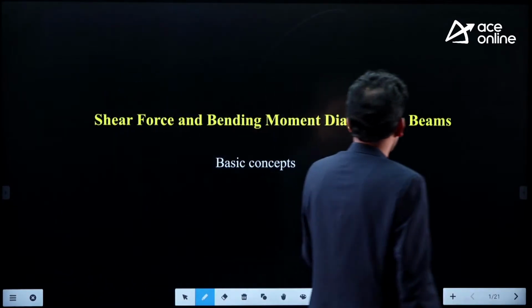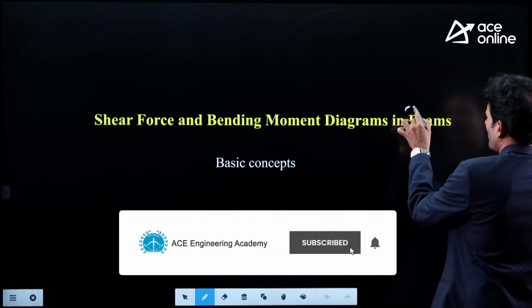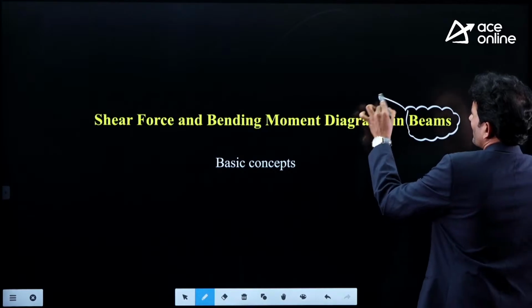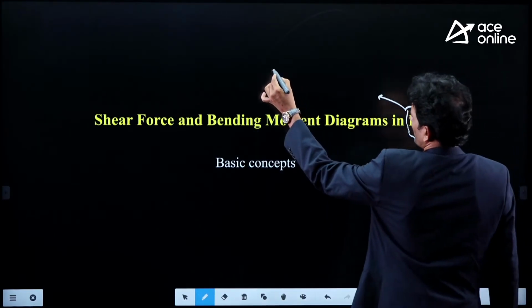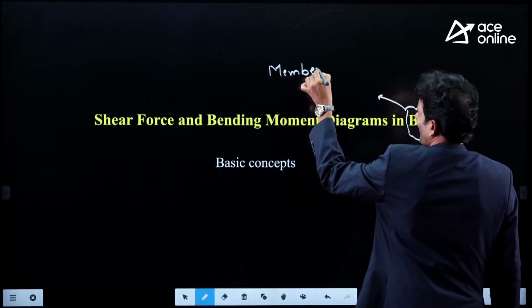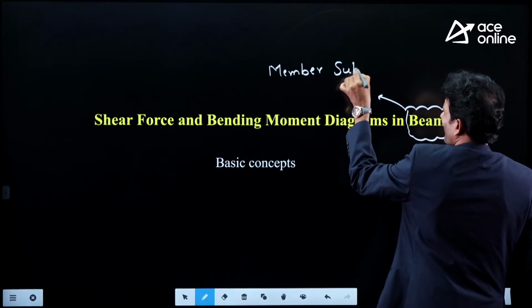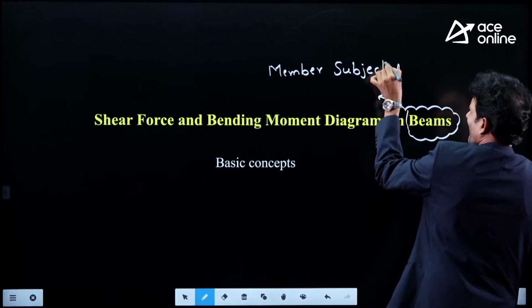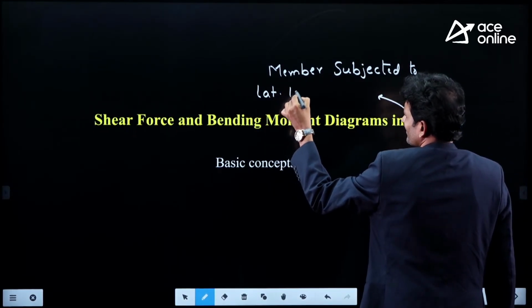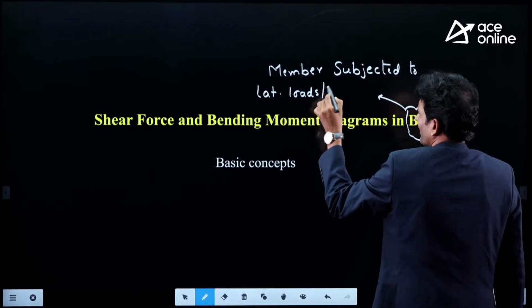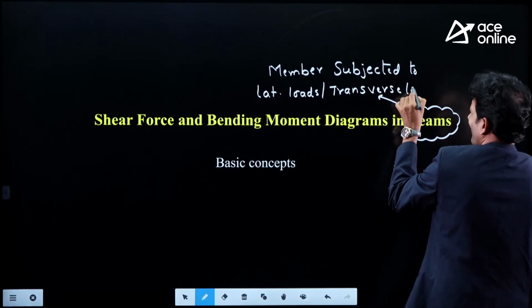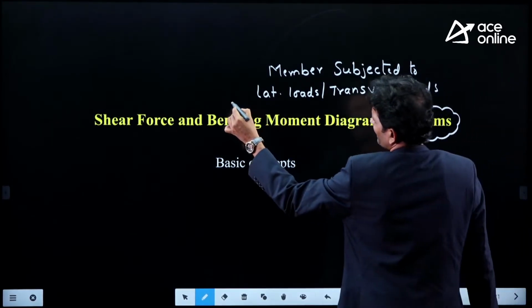So what exactly is a beam? As we know, a beam is a structural member subjected to the lateral loads, or transverse loads, as well as bending couples.